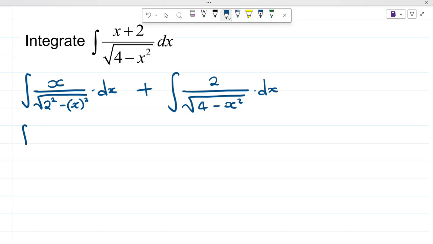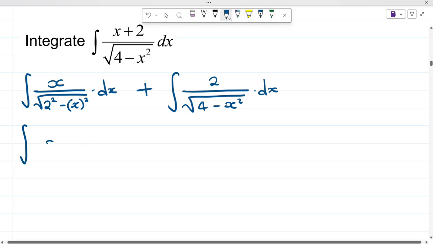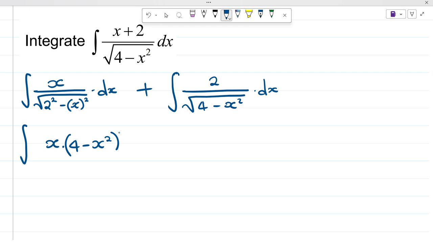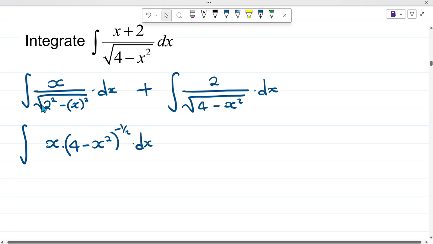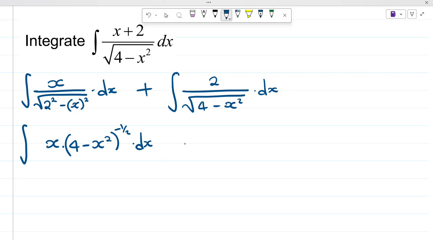So let's rewrite this nicely by putting x here, and then I'm going to take the radical up, so it's going to be minus, okay, x, let's put you here nicely. So it's going to be 4 minus x squared to the power negative half dx. So what did I do? I changed the radical sign into an exponential form and then took it up, and then it became negative. Makes sense, right?